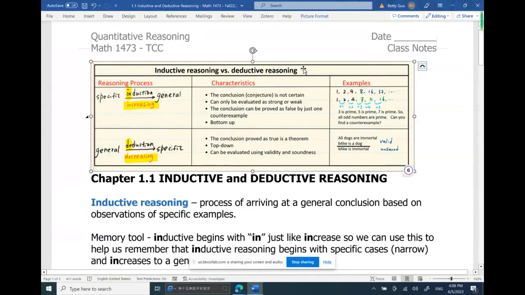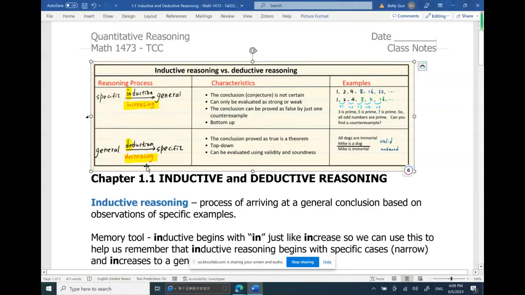Yes, 3 is prime, 5 is prime, 7 is prime, but how about 9? 9 is an odd number, but 9 is not a prime number. 9 is composite. 9 has more than 2 factors. Besides 1 and 9, 9 is also divisible by 3. So induction, just remember, goes from specific to general. It is a bottom-up reasoning process.